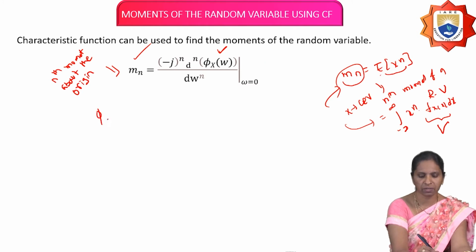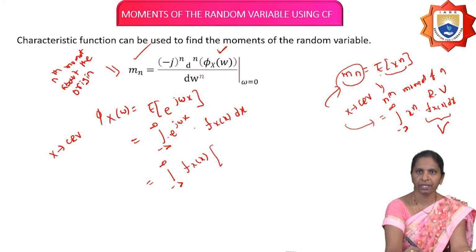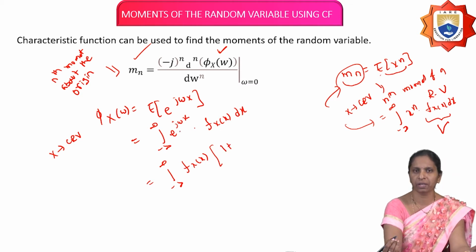So, what is the characteristic function actually? φ_X(ω) equals the expectation of e^(jωX). If you assume that X is a continuous random variable, then how can you write this? Expectation of any function is the integration of that function, nothing but e^(jωX) into the density function f_X(x) dx. That equals the integral from minus infinity to infinity of f_X(x) into, how can you write e^(jωx)? e^x is denoted as 1 plus x plus x square by 2 factorial plus x cube by 3 factorial and so on. So, in place of x, you have jωx.